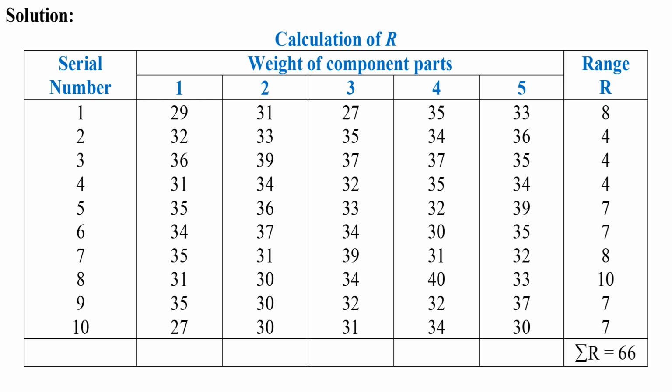Difference between the highest and lowest values is called range. For example, for serial number 1, the value 35 is the highest and 27 is the lowest, and hence the difference is 8, which should be written in the last column. Then the sum of these values should be calculated, and if divided by 10 is known as R bar. That is 66 by 10 equals 6.6.